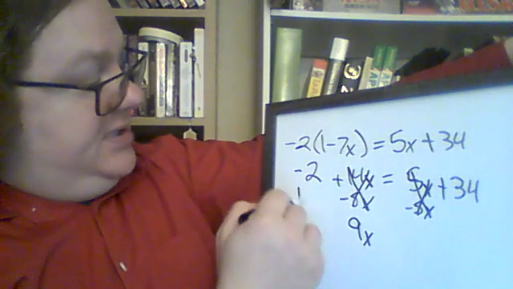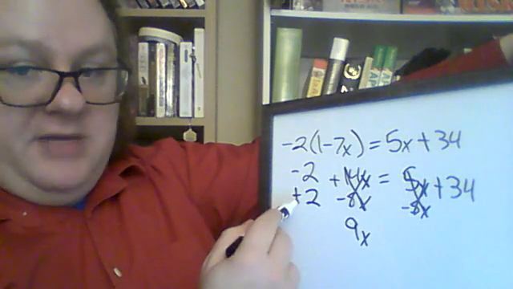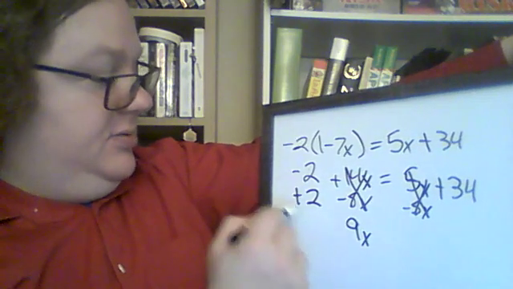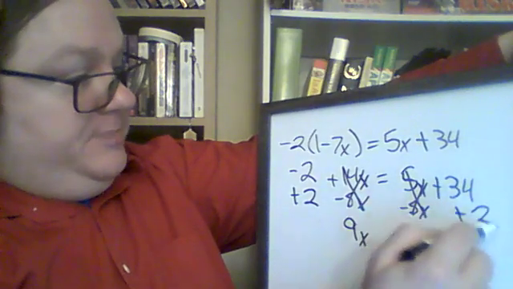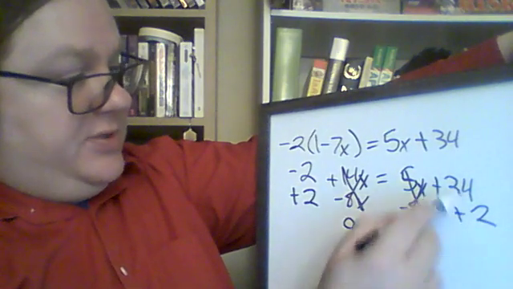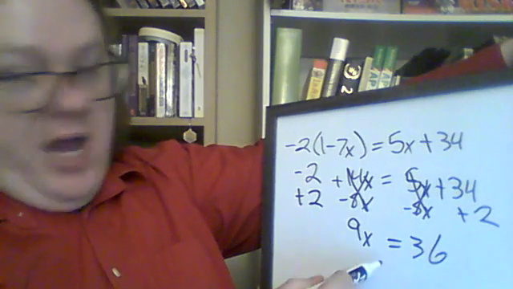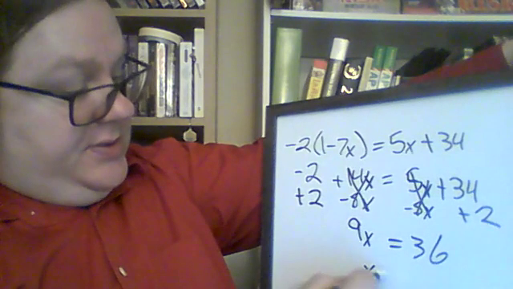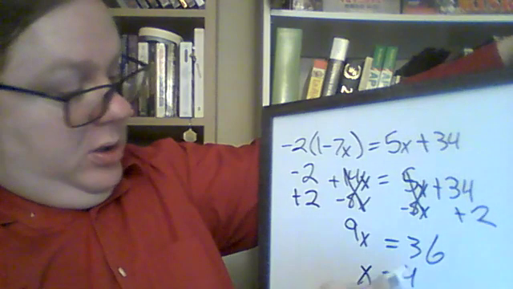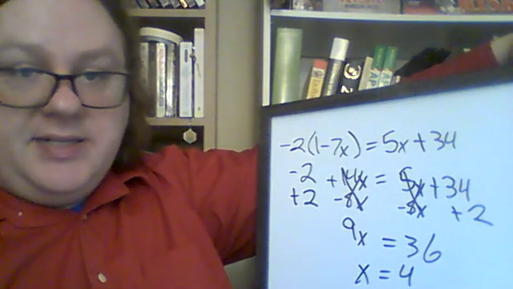Now I'm going to add this 2 because it's being subtracted, so I need to do the opposite of it to get rid of it. So that becomes a 0. Add the 2, add the 2. 9x equals 34 plus 2 is 36. And if we know our 9 multiplication table, 36 divided by 9 equals 4. And we're good. See, it's not as hard as it seems.